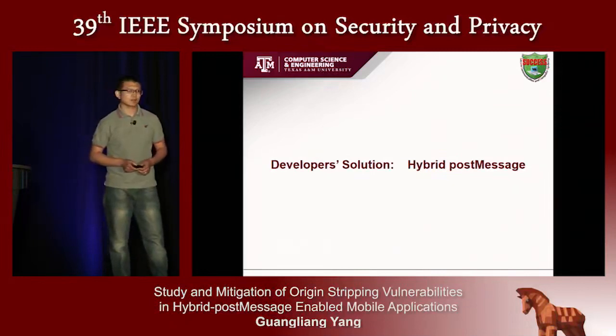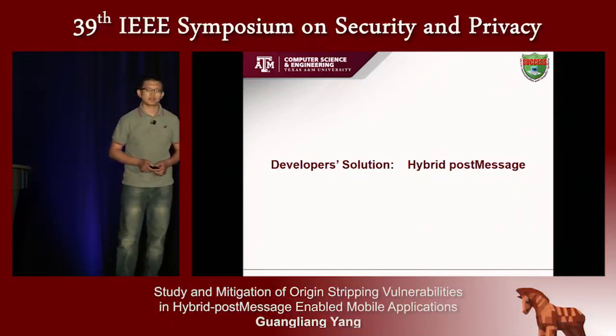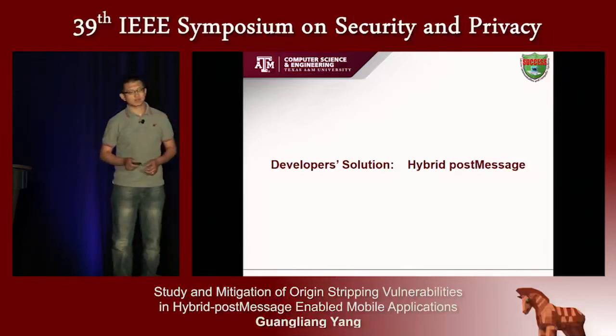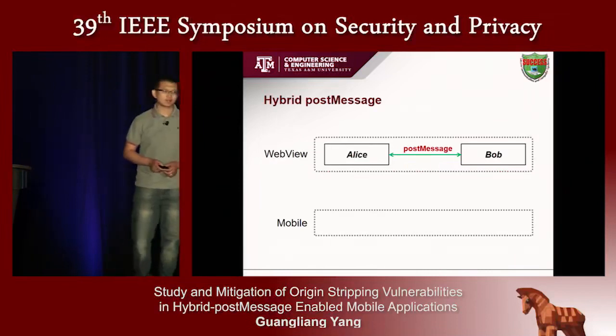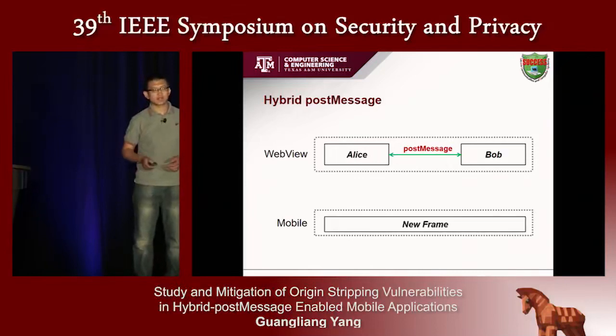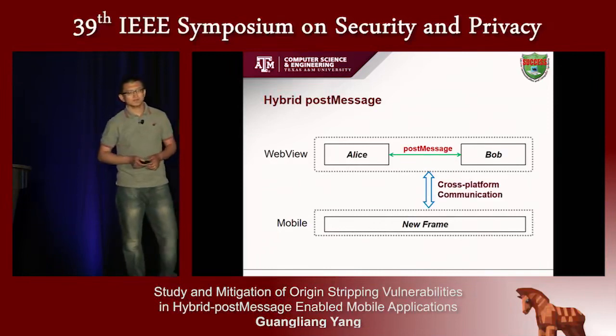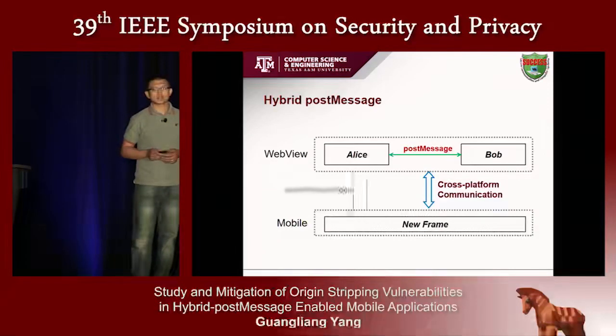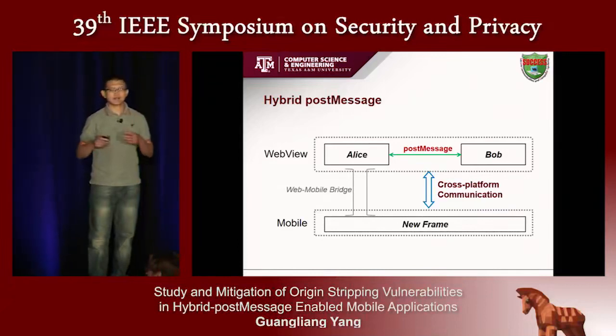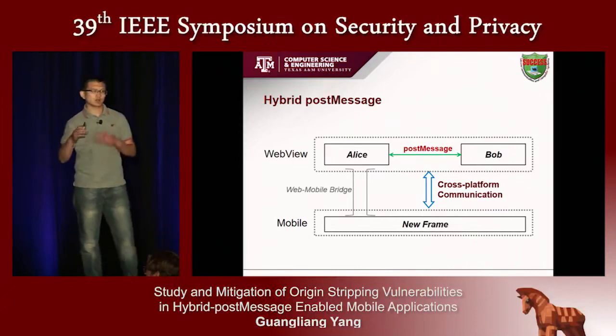To mitigate the problem, developers have to extend the existing postMessage technique. We call the extension hybrid postMessage. This picture shows the architecture of hybrid postMessage. Developers treat the mobile code as a new frame and let the new frame talk with the existing web frames. In this way, they implement communication between different platforms. This is usually achieved through ad hoc methods such as web and mobile bridges that link the web platform and the mobile platform.